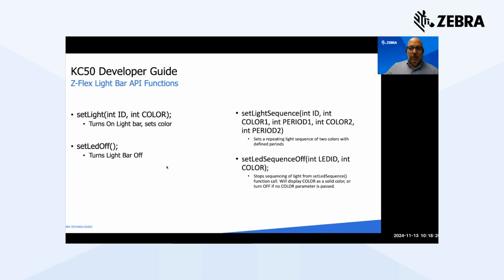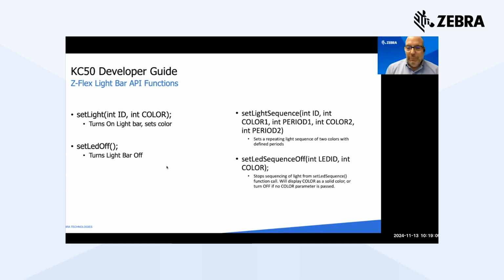The third function is set a light sequence. So that's what I mentioned before. Basically, you can set it to 2 colors in sequence that continue to repeat. So the values you would send to that are the first color, which would be color 1, and then the period, which is the time in milliseconds that you want the color to display. And then the next value is color 2, which would be the second color you want displayed, followed by period 2, which is how many milliseconds you want the second color to display. And that will just keep repeating indefinitely until you stop it, or if you power the device down.